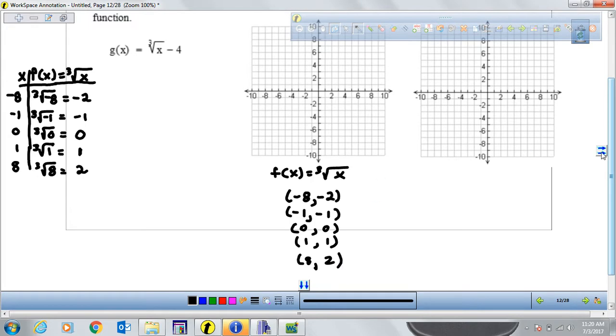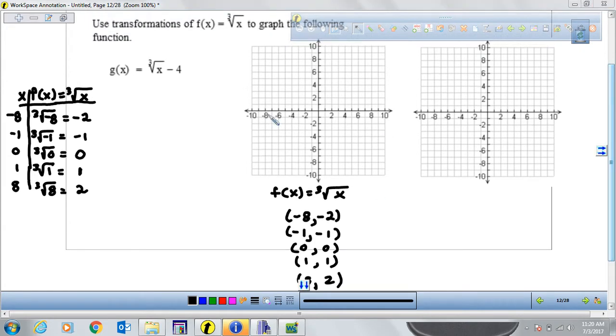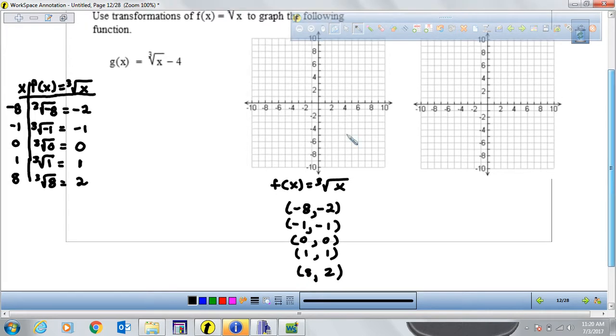So let's graph that original function f of x. Negative 8, negative 2, it's going to be located here. Then negative 1, negative 1, which is here. Then 0, 0, 1, 1, and 8, comma, 2. And just like I showed you right now on the concepts, the cube root looks like an S shape, basically going sideways. This is my cube root of x. So this is the function f of x.